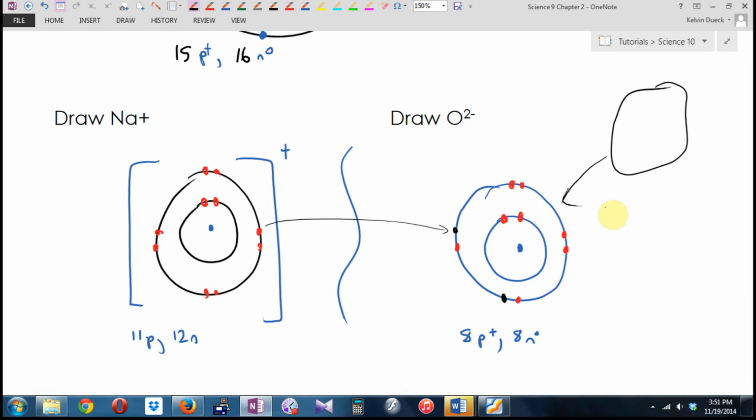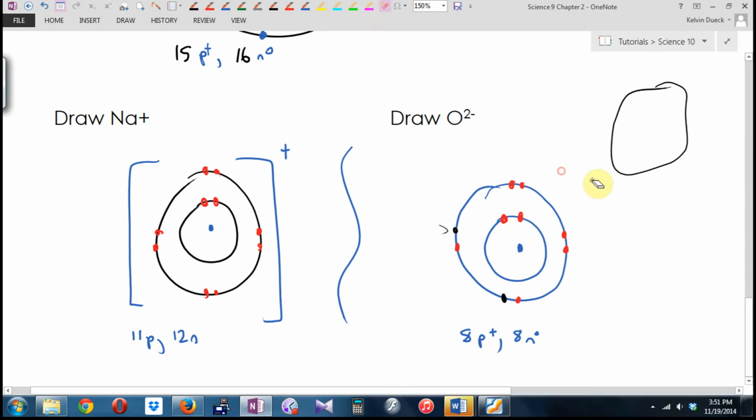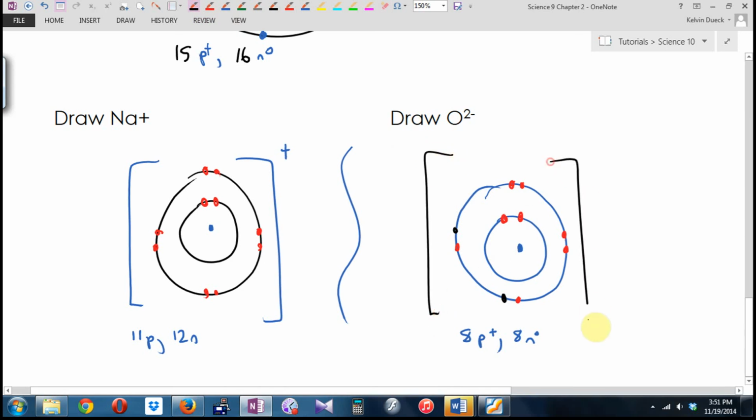Not only that, this is an ion. Did I say ion? I have to show that I meant to do this on purpose. How do I do that? Square brackets to say I know this is an ion, and the ion charge. Positive or negative? Positive. Positive or negative?